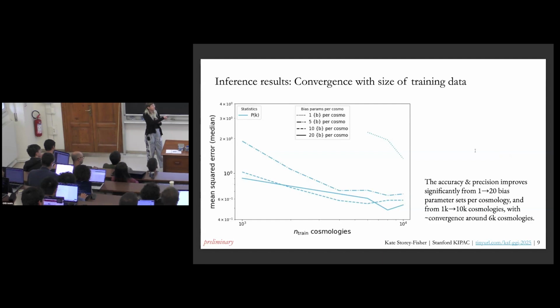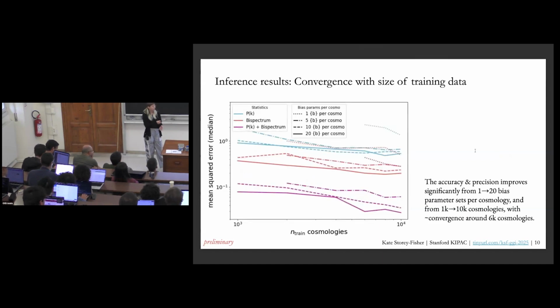Whereas when we use 20 and go all the way to about 6,000 out of 10,000 cosmologies, we start converging. This is for the power spectrum, and that story holds up for the bispectrum and the combination as well. A little hard to tell if we're fully converged at 10,000 cosmologies because of noise, but it seems at least there's a bit of a plateau.